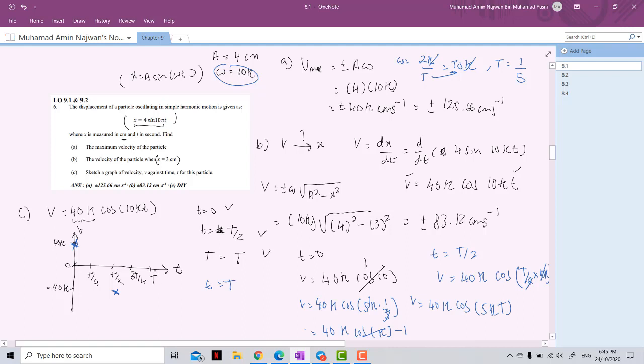I can tell you t = T, it's over here, equal to 40 pi. So just draw your graph. Oh, wait. Your graph is like that. This should be over here. Over here. That is our graph for question number 6.